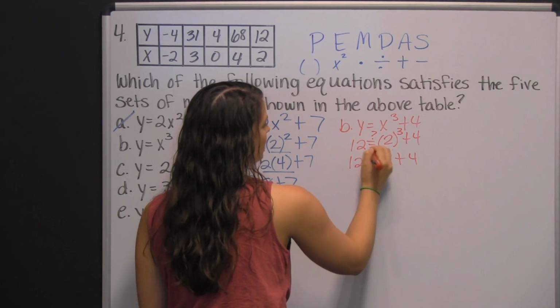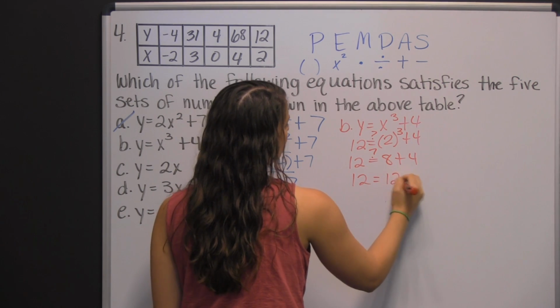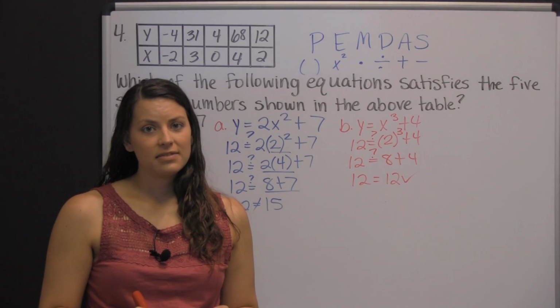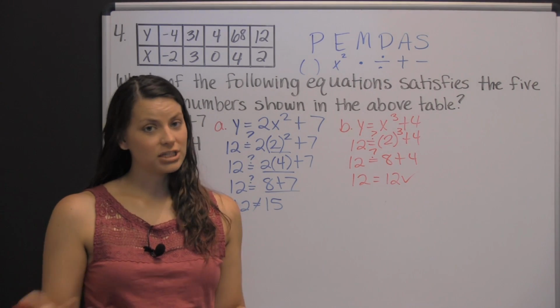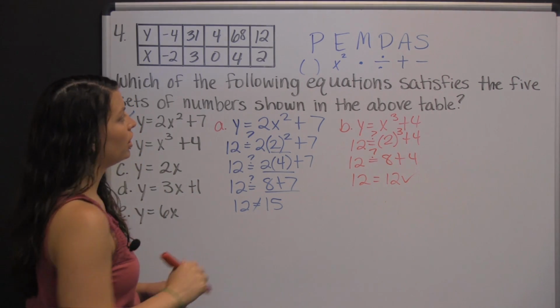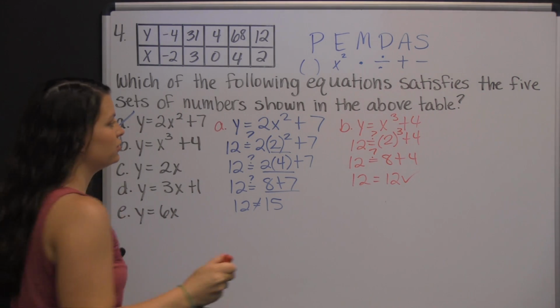And again, we are checking to see if these are equal. 8 plus 4 is 12, so 12 equals 12. That doesn't necessarily mean that that's our answer, though. Just because it worked on one set of numbers doesn't mean it will work on all of our sets of numbers. So we need to keep testing answers.